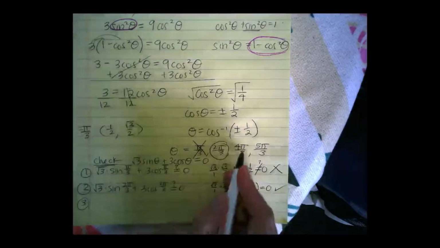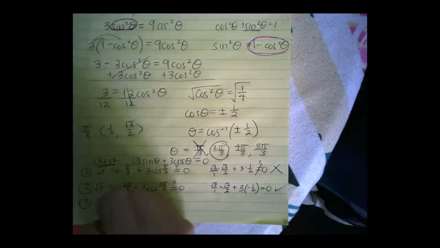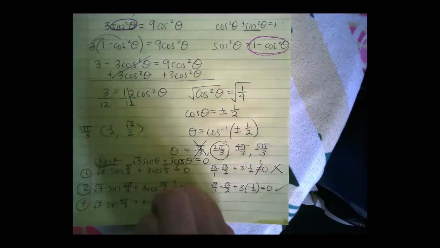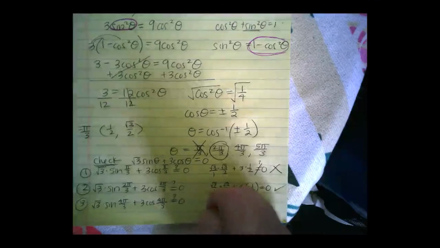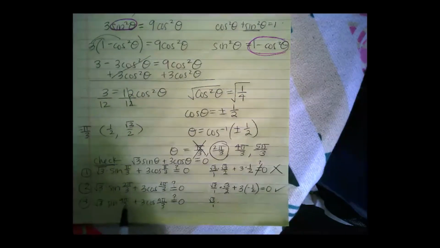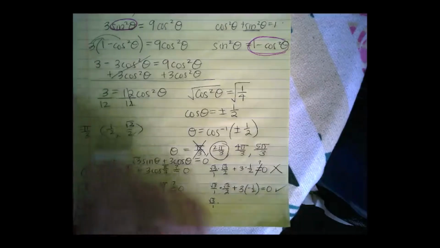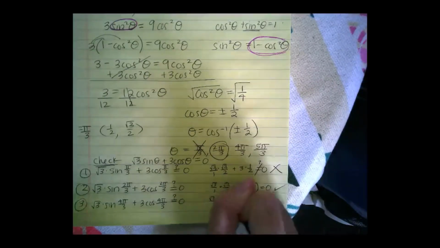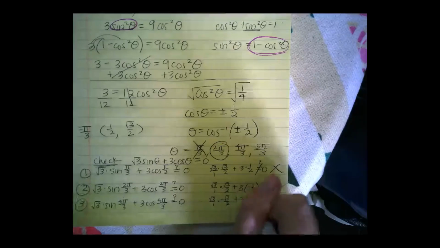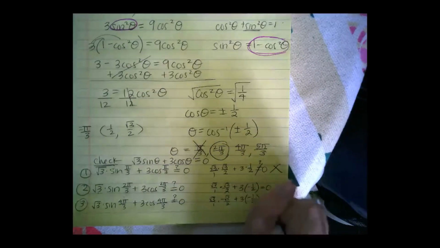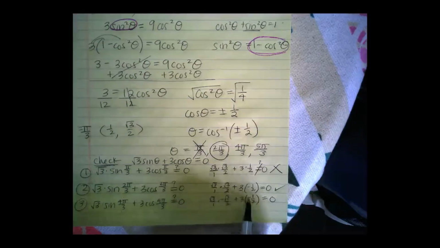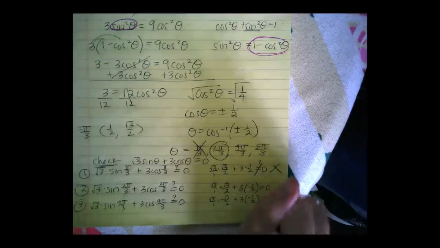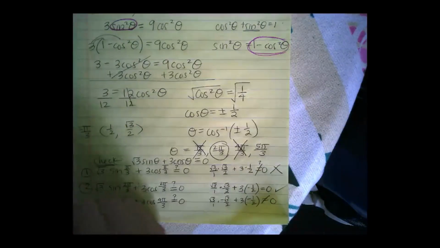Let's check number 3, 4 pi over 3. Square root of 3 times the sine of 4 pi over 3 plus 3 times the cosine of 4 pi over 3. Does that equal 0? All right, square root of 3 over 1 times... 4 pi over 3 is now in quadrant 3. Both of these coordinates are negative. So it's negative square root of 3 over 2 plus 3 times, I'm in quadrant 3, so it's again negative 1/2. Does that equal 0? This is a negative 3/2 plus another negative 3/2. Those aren't going to cancel. Not equal to 0. Bye-bye, 4 pi over 3.